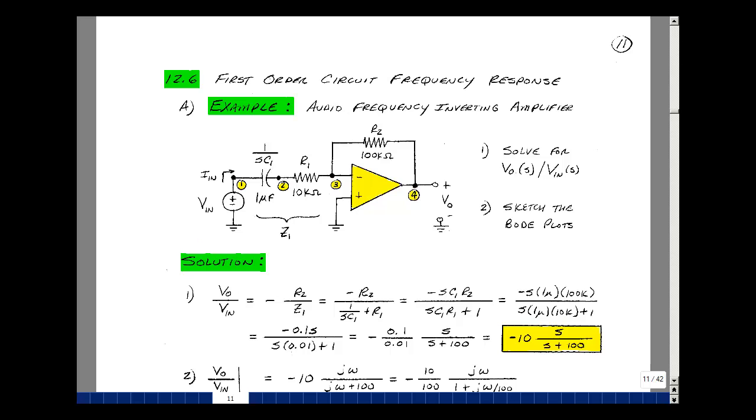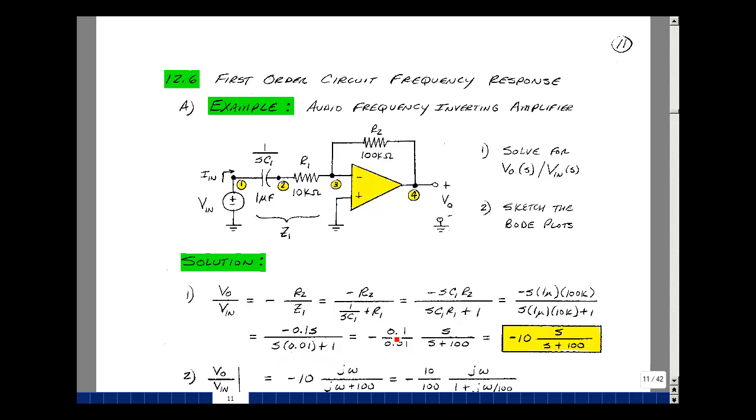As we've shown before, for an inverting amplifier, the gain is minus Z2 over Z1. In this case, Z2 is just a resistor, R2, and then we have a series combination of R1 with a capacitor whose impedance is 1 over sC1. Multiply numerator and denominator by sC1, so I get minus sC1R2 over 1 plus sC1R1. C1 is 1 microfarad, R2 is 100K, and R1 is equal to 10K. That turns out to be minus 0.1 times s over s times 0.01 plus 1.